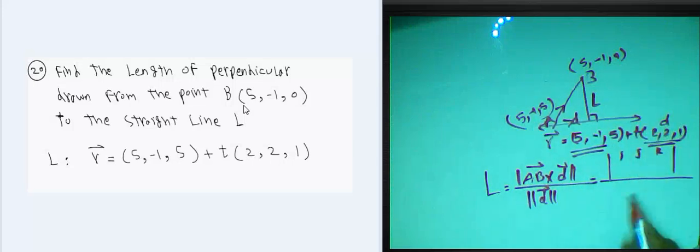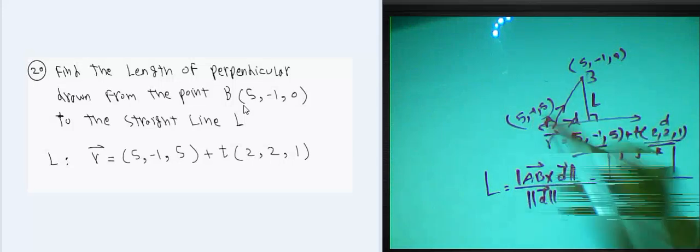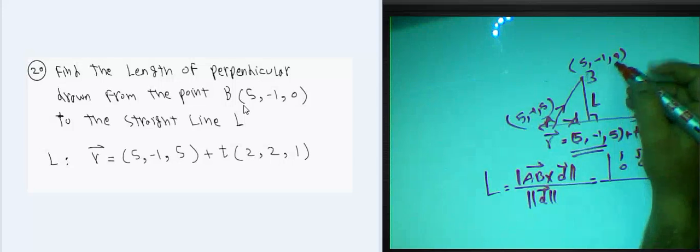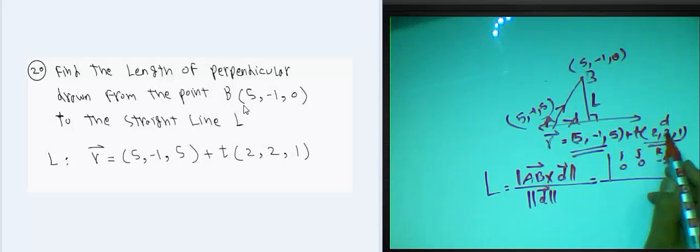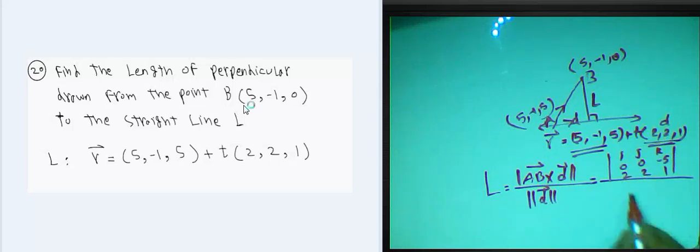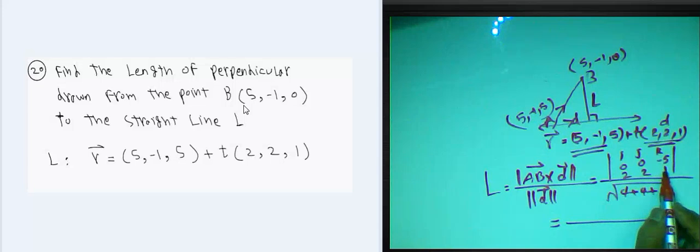AB, it means 0. Negative 1 minus negative 1 equals 0. And here 0 minus 5, it will be negative 5. AB equals B minus A. Okay, and vector D, 2 and 2 and 1, and the square root of vector D, 4 plus 4 plus 1. We can find this result here.